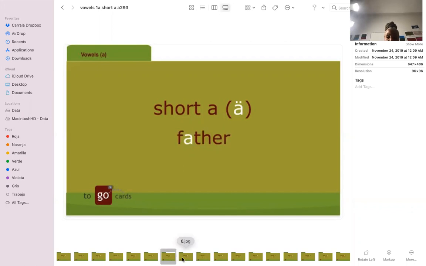Father, papa, hacienda. You'll notice a lot of these words are foreign words. Sometimes they're so close to their original that you can tell where they're from. Hacienda, where in Spanish you don't pronounce the H. In English, you do say hacienda, directly from Spanish. Pan.